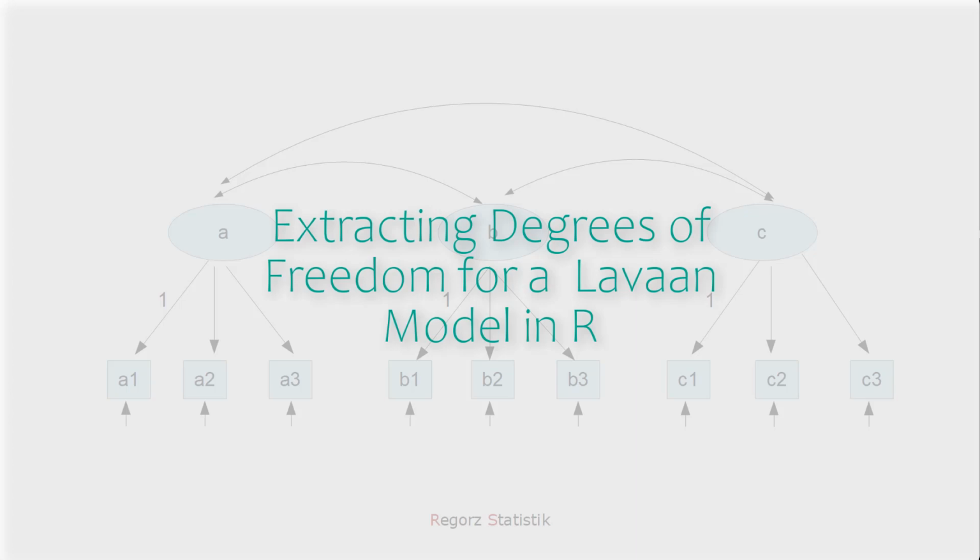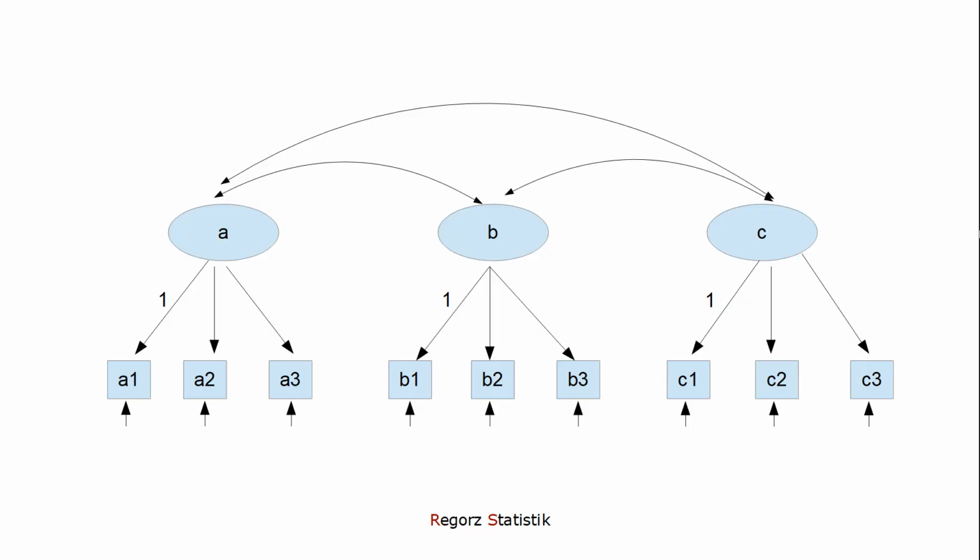1 CFA, 1 path analysis, and 1 SEM. Let's start with the CFA. Here we have the CFA with 3 correlated factors. If we want to get the degrees of freedom by hand, we have to count how many parameters we estimate and how many empirical informations we have with this model.